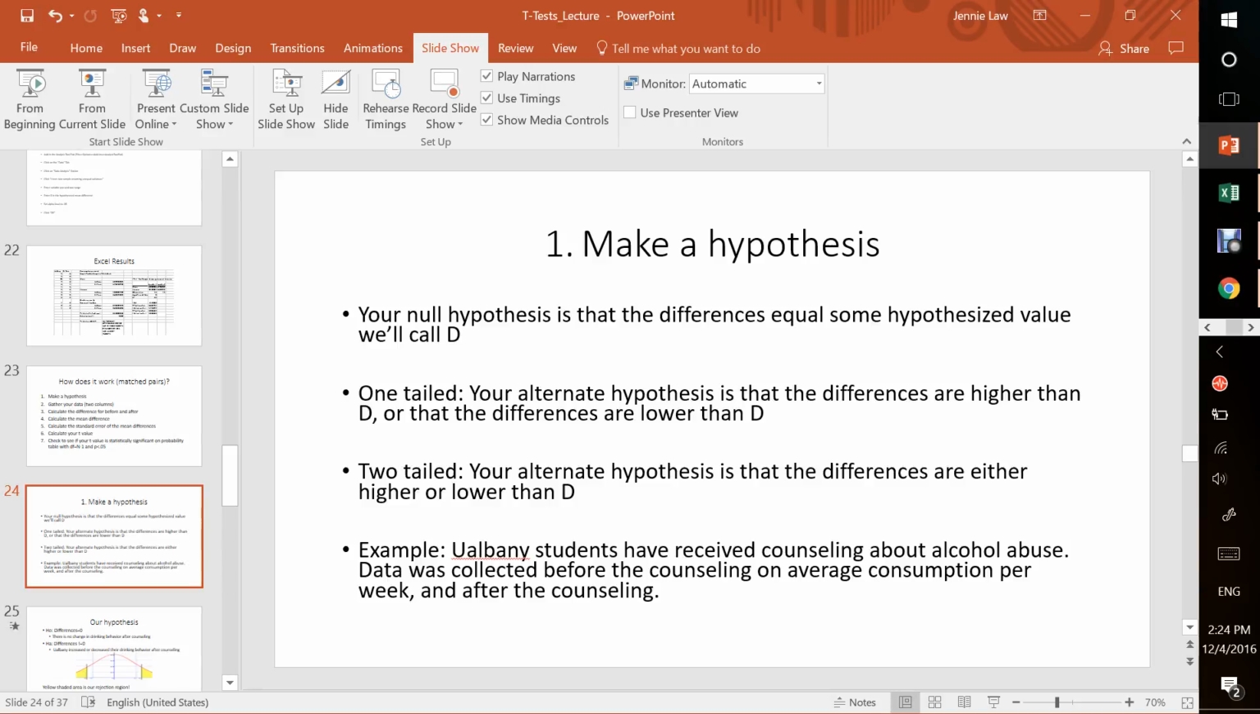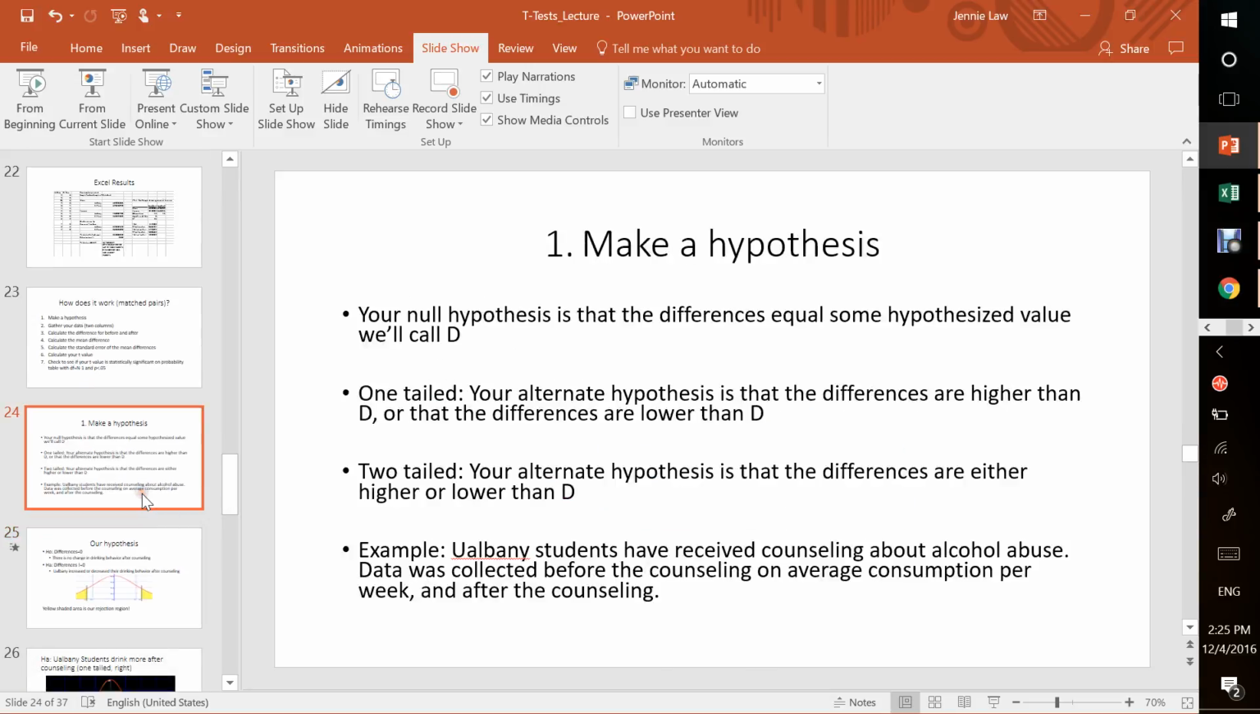With a one-tailed hypothesis test, your alternate test is that the differences are higher than whatever this value is, or that the differences are lower, right? So one-tailed is you have to choose a direction, either it's more or it's less. And for two-tailed, your alternate hypothesis is that, well, it's not equal to this value of D, or it's not equal, let's say, to 0. It's either higher or lower. We don't know what it is, but we're going to look for both effects.